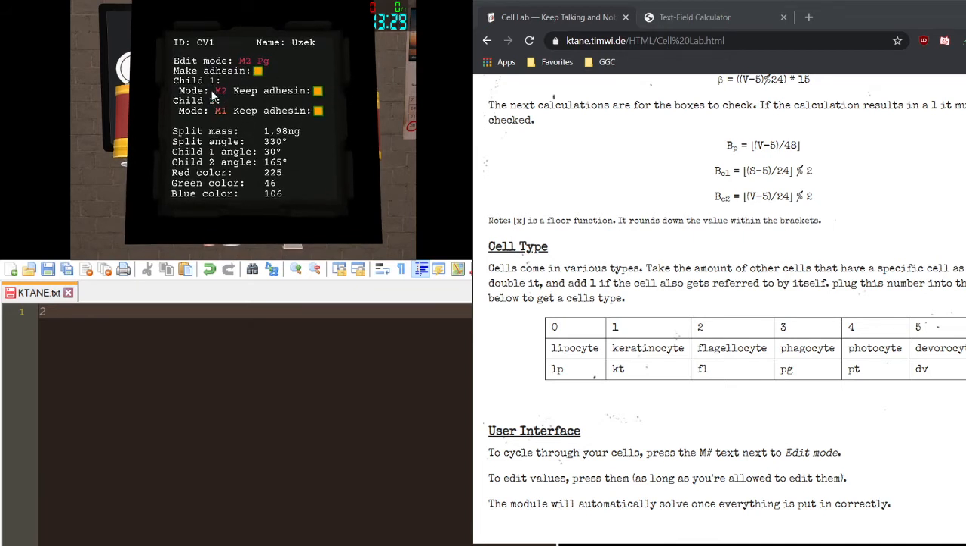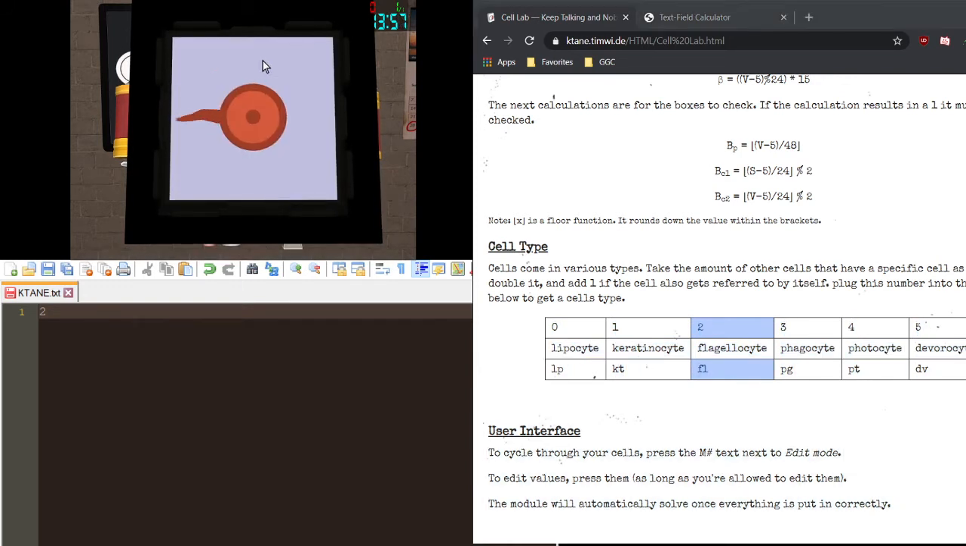If this cell had 2 children that were M1, we would only add 2 one time. So if this was M1 and M1, we would add 2. If it's M2 M1, we add 2. If it's M2 M2, we don't add anything. See how this cell doesn't have an M1 child, so we do not add 2. Meaning the final number for cell 1 is 2. 2 corresponds to FL. You can ignore the middle row entirely. It's not necessary, it's just flavor. So we set this to FL.